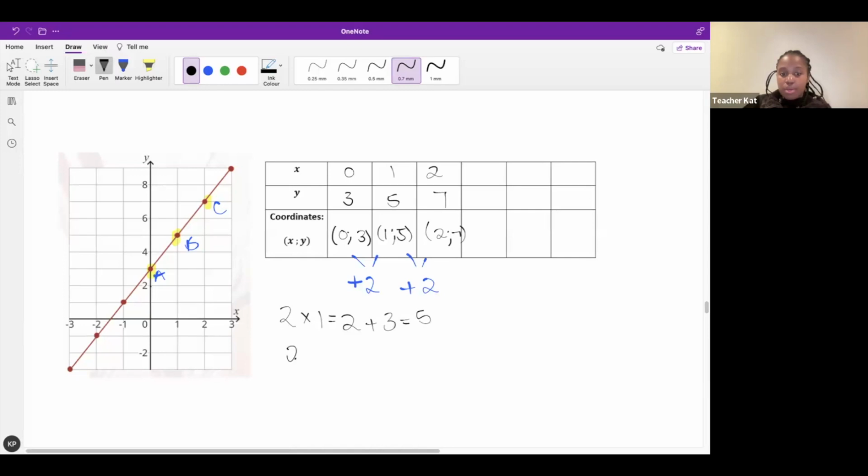Let's check it with the other one. 2 times 2, that's going to give me 4, and if I add 3, that is 7. Therefore, my equation is y is equal to 2x plus 3.